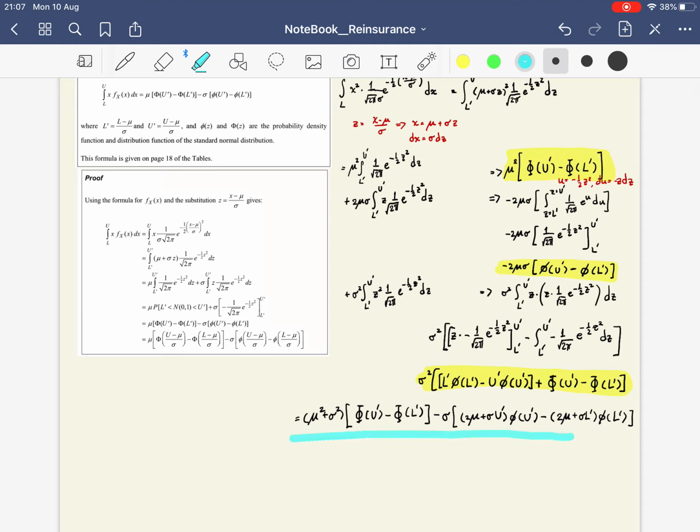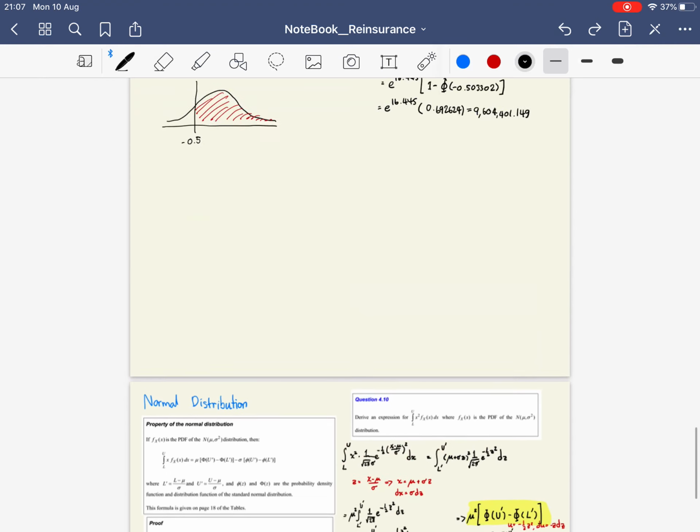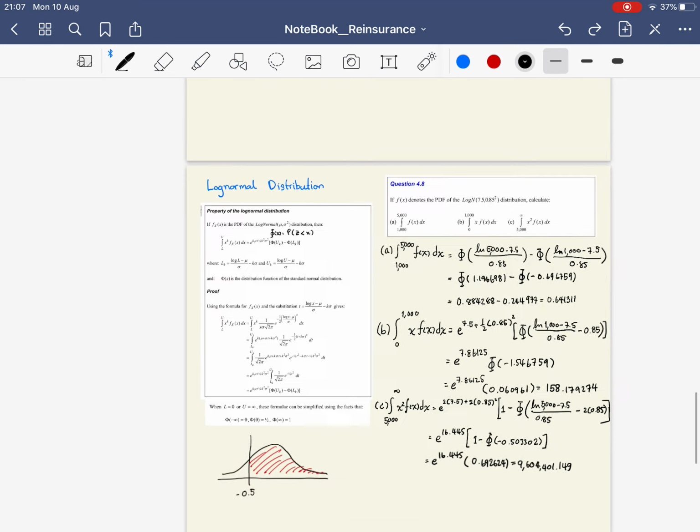Okay, and as I have done some questions in this chapter, this thing is rarely asked. So you may not focus on this normal distribution too much, but for the log normal, there are a lot of questions in this chapter that ask to work with the log normal distribution, so you had better be familiar with this formula.